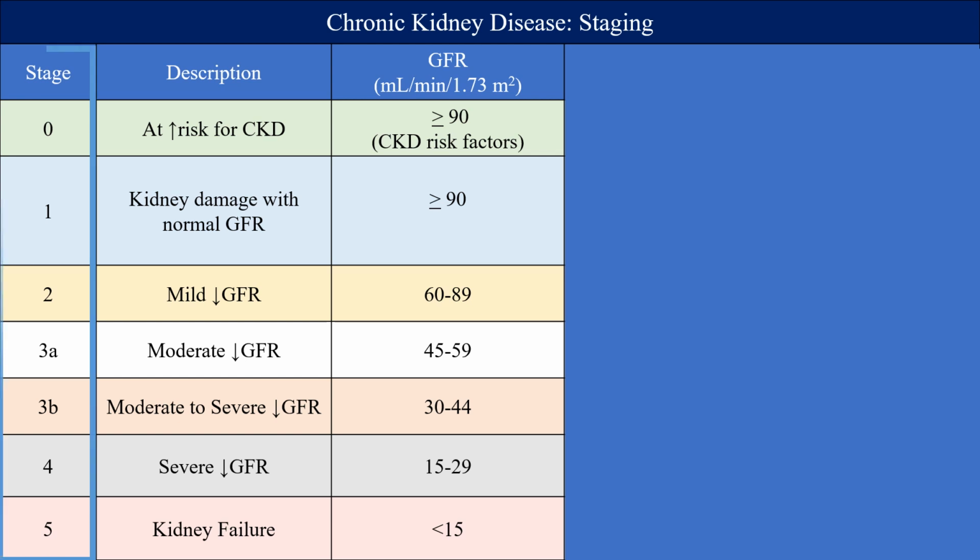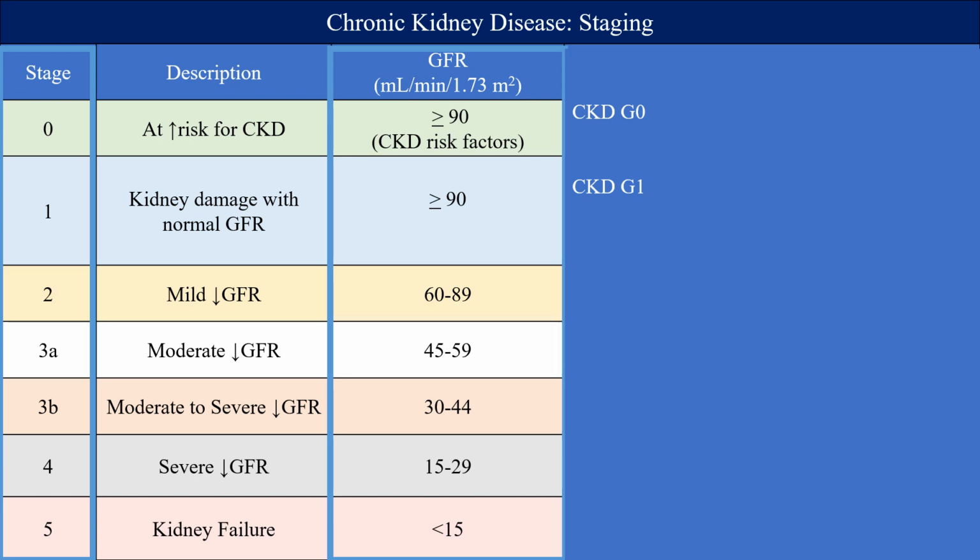CKD is staged based on estimated glomerular filtration rate or GFR. Stage 0 applies to individuals who have risk factors for developing CKD but not yet have CKD. Examples of risk factors for CKD include older age or having hypertension, diabetes mellitus, or family history of kidney disease.